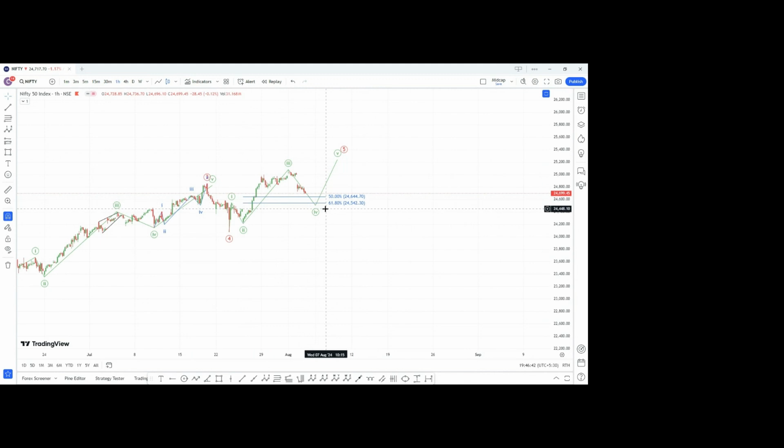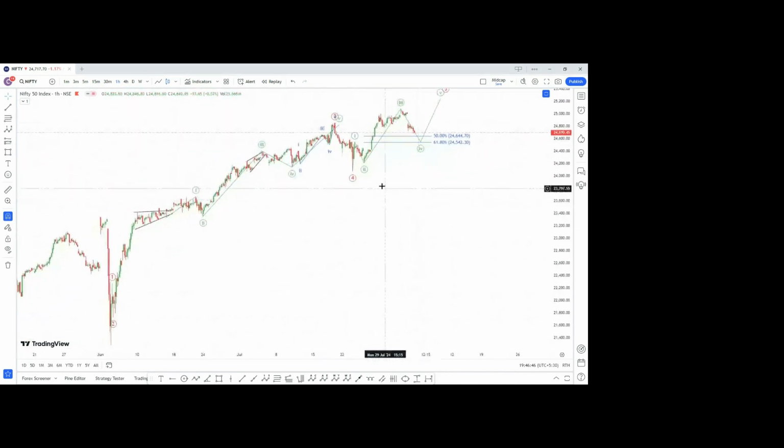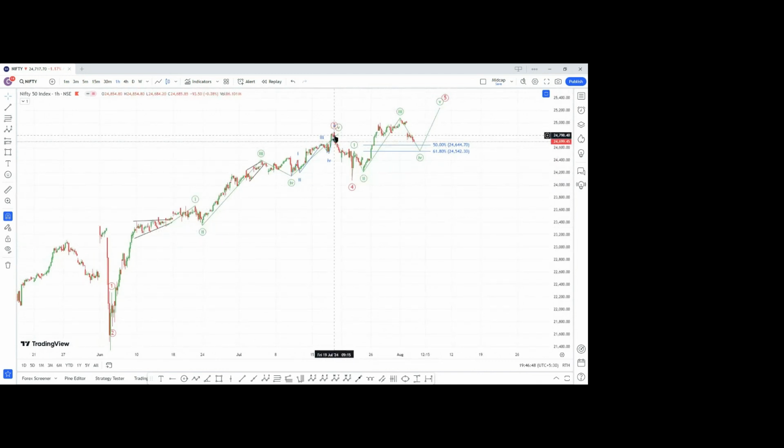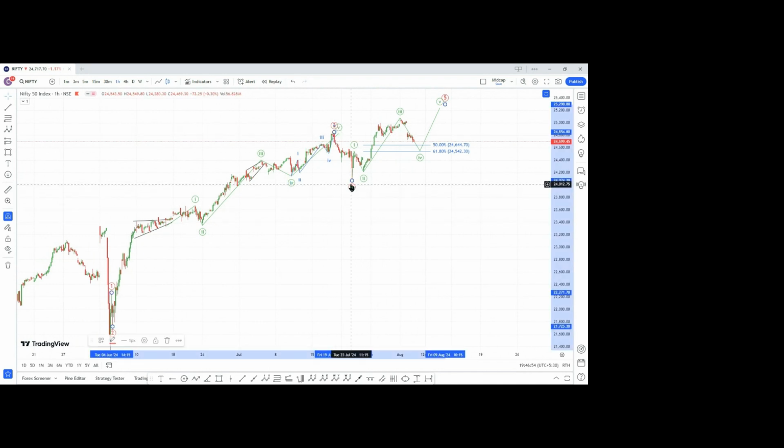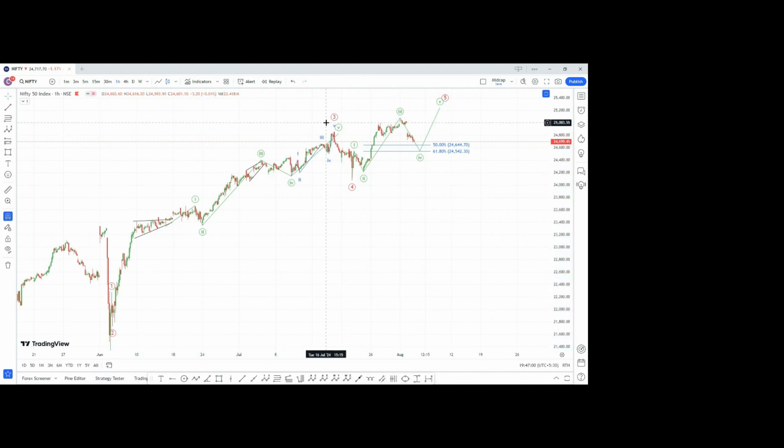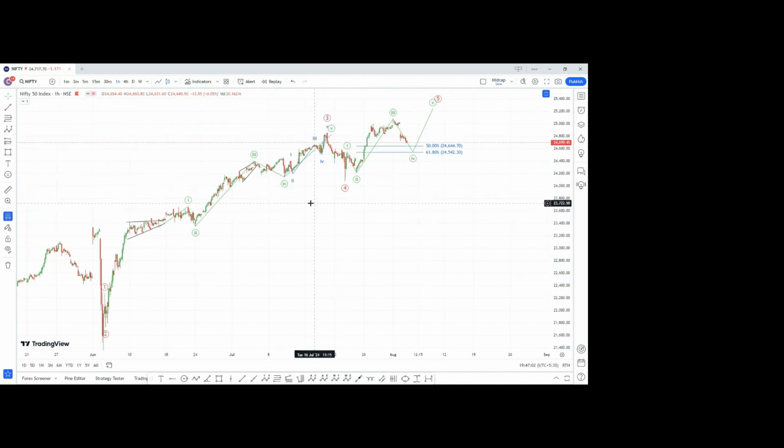So this is my view with the alternate wave count. In the initial wave count, we had our third right over here, this was our fourth, and this was our fifth. Where I have now placed this third, with my initial view this third wave was the fifth wave. This was A, B, and C. So these are the two different views that I'm considering right now.